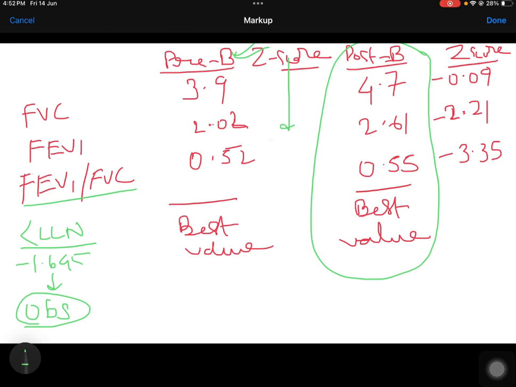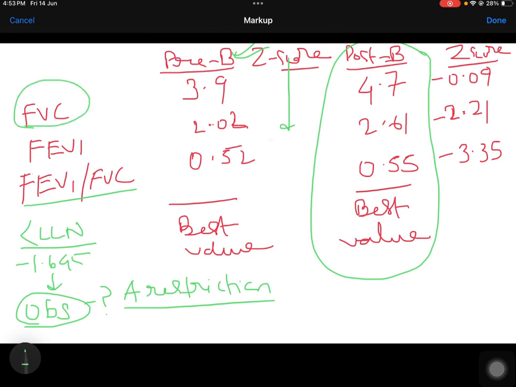Now when we get an obstructive disorder, what we next have to see is whether a restriction component is present or not. How can we say that? It is difficult to say exactly from spirometry. We need a DLCO for that, because we need the total lung volume, which we get in the DLCO. But we can get a fair idea looking at the FVC.